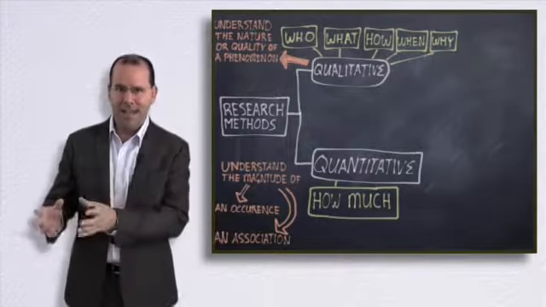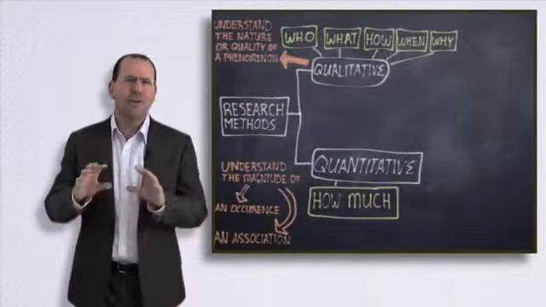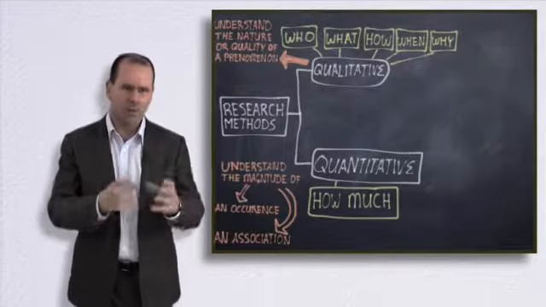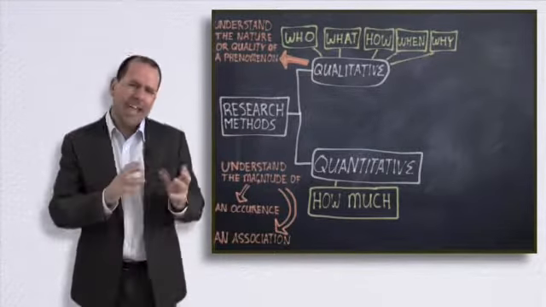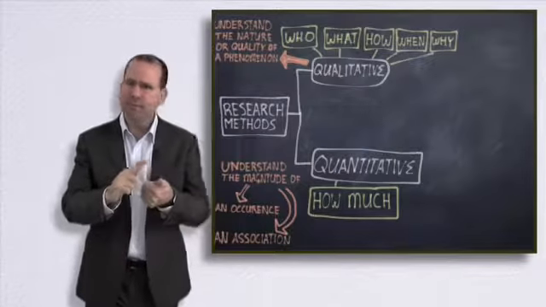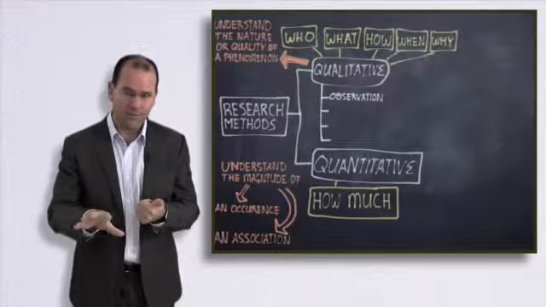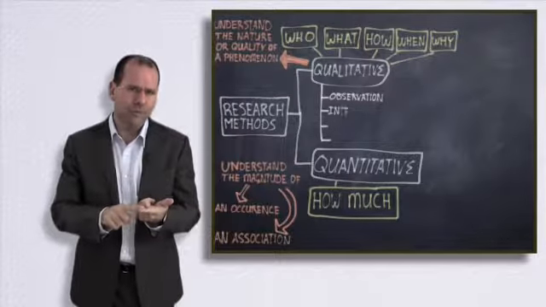So when we're talking about magnitude, the how much, the quantitative research, we're talking about the how much of, firstly, an occurrence, so the incidence or prevalence of a disease in a community, and we're talking about the magnitude or the how much of a relationship, so the association, for example, between a risk factor and an outcome.